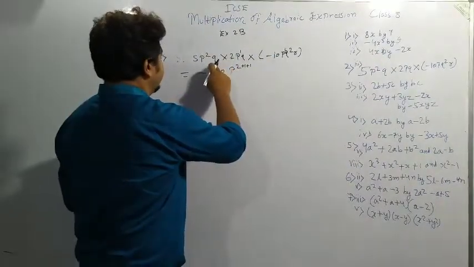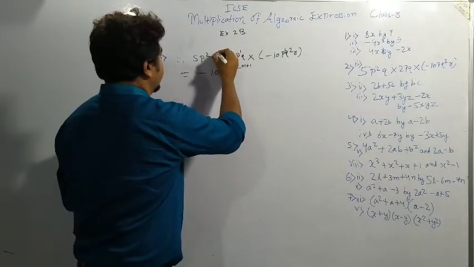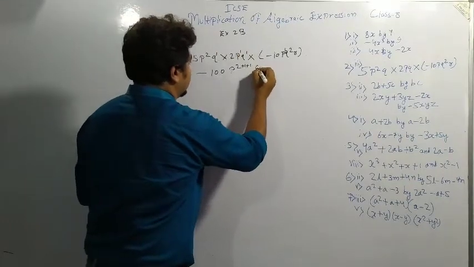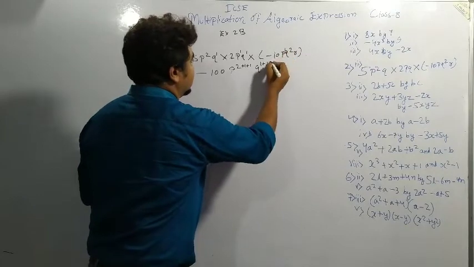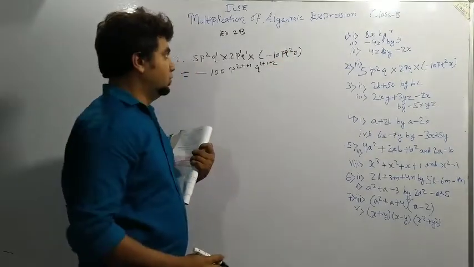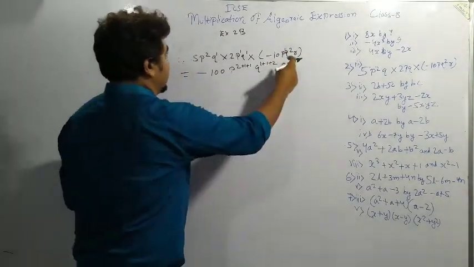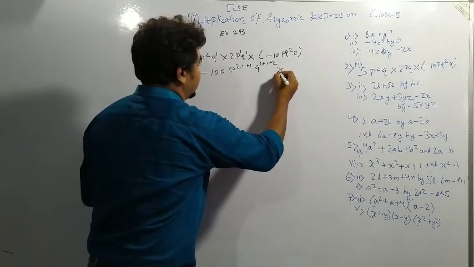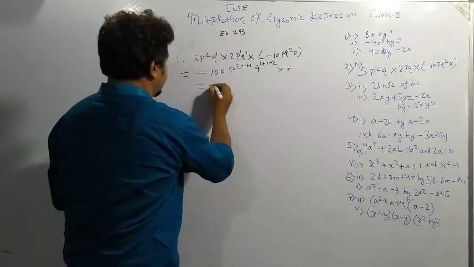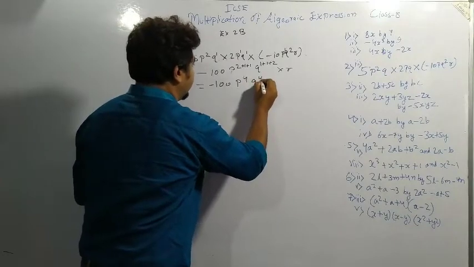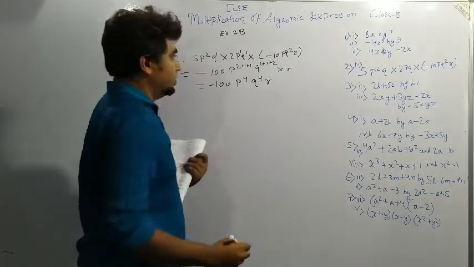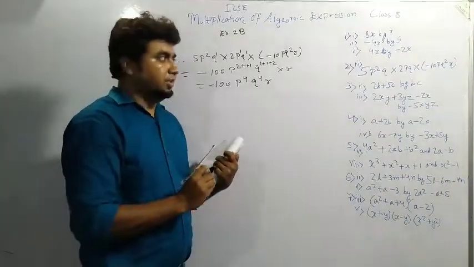Now q here is 1, here is also 1. Q to power 1 plus 1, and here it is 2, so q power 2. R is given only here. So it will be minus 100 p to power 4 q to power 4 r. So this is question number 2 bit 3.